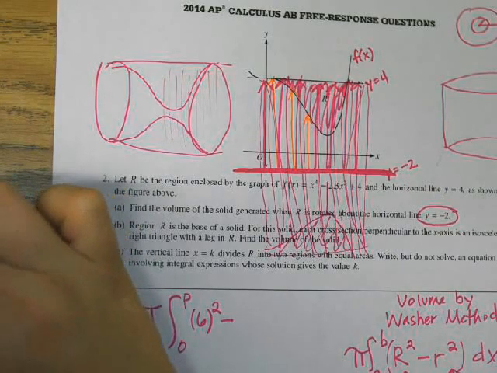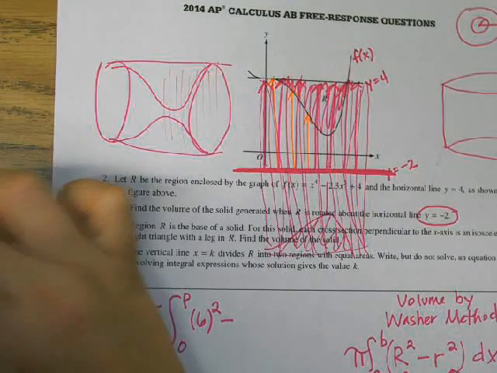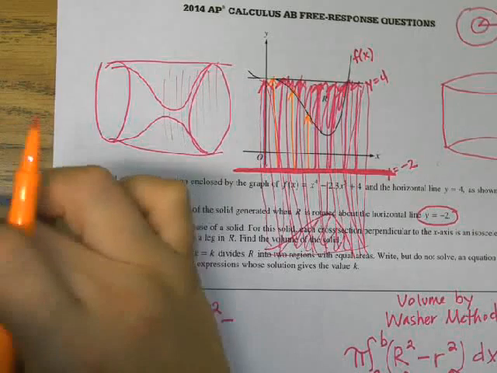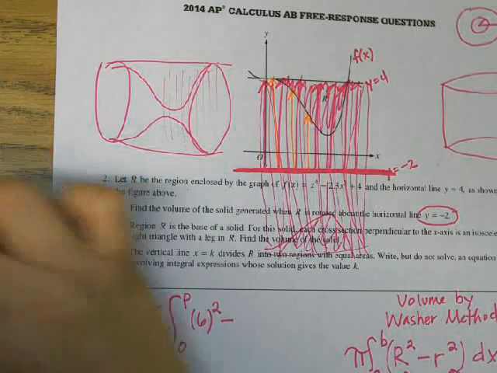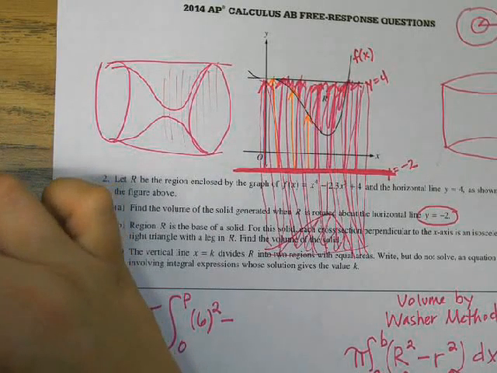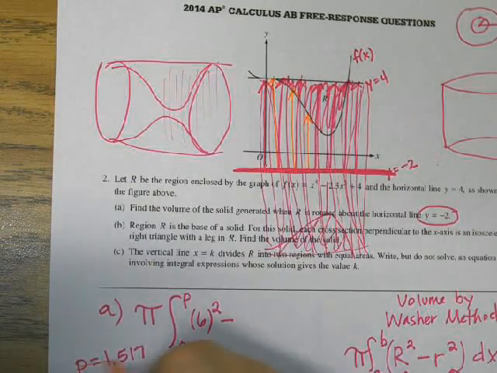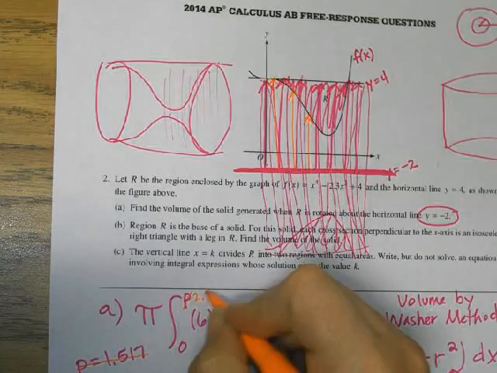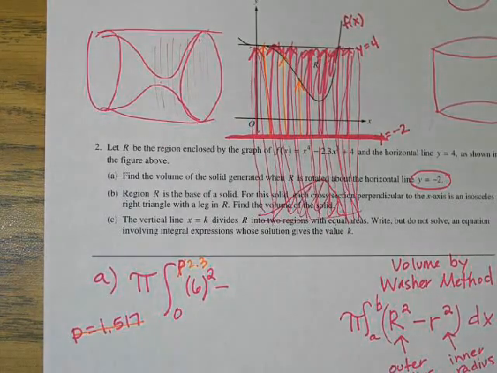All right. So to me, that was the hardest part of this one. So it's nice that it was worth the 4 points, because I think it is the hardest part of this question. Okay. So then on part B, it says region R is the base of a solid. Region R is the base of a solid. For this solid, each cross section perpendicular to the x-axis is an isosceles right triangle with a leg in R. Find the volume of the solid.